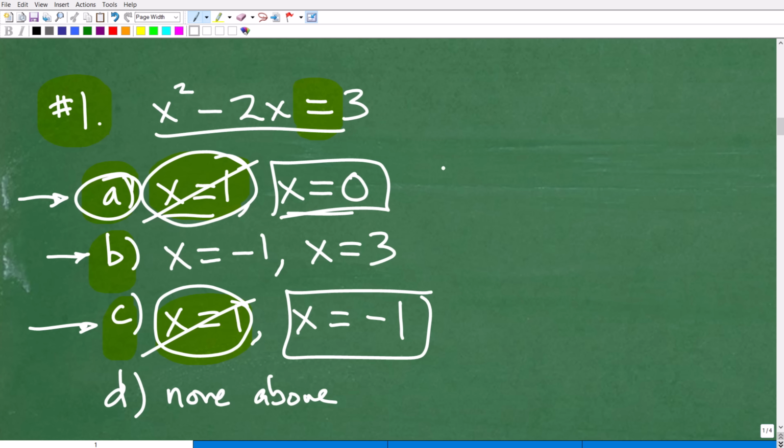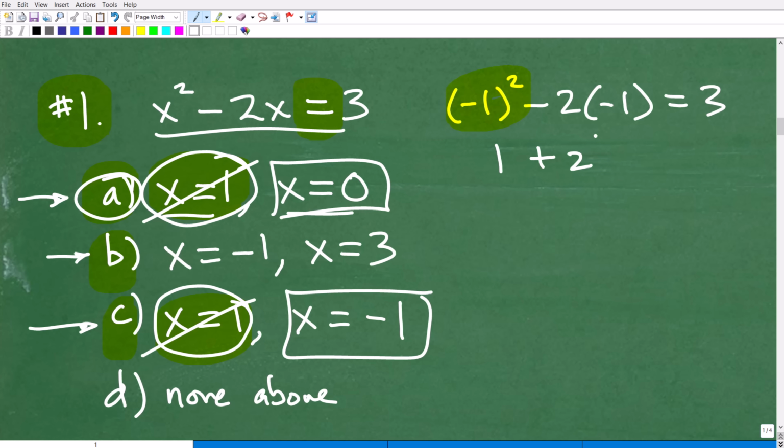So let's go ahead and plug in these values. We'll start off with -1. So -1 squared minus 2 times -1. Is that equal to 3? Well, let's do this math. -1 squared is -1 times -1. That's +1. Then we have -2 times -1, which is going to be +2. So is 1 plus 2 equal to 3? Yes, 1 plus 2 is 3, and 3 is equal to 3. So x equal to -1 is a good solution.